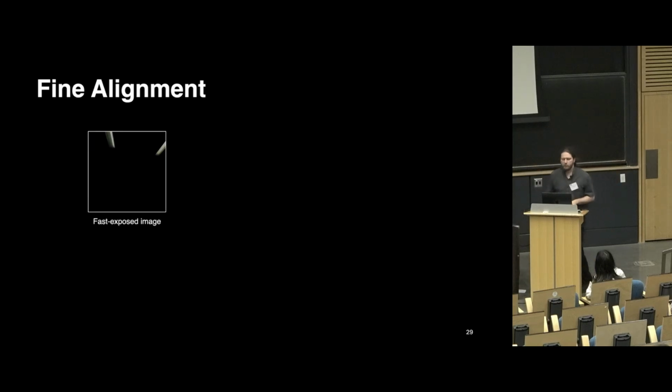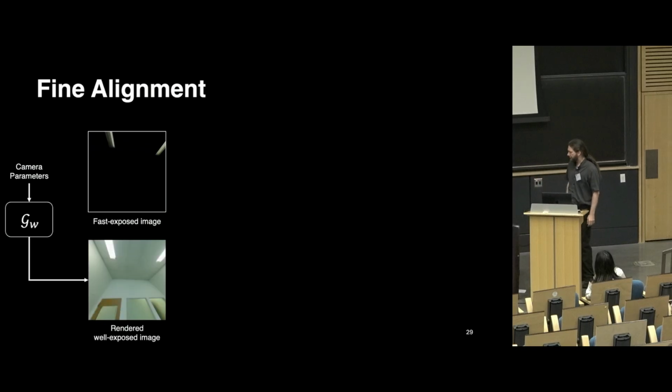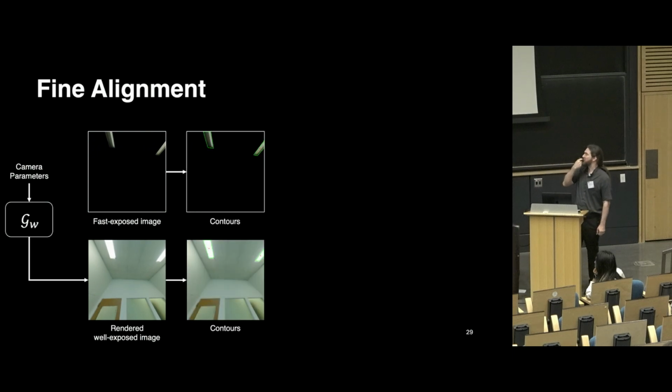Now, if we only do that, this is a global alignment. It's not enough, because light sources are sometimes very, very small, and if you miss it by a couple of pixels, everything is completely misaligned. So we need a fine alignment to fix those cases. Let's suppose we start with a fast exposed image where I see a couple of fluorescent lamps on the ceiling. I ask my multi-layer perceptron, my NeRF, can you give me the image of the well-exposed image that should be at this location? I get this image. Now the question is, how do we align those two things?